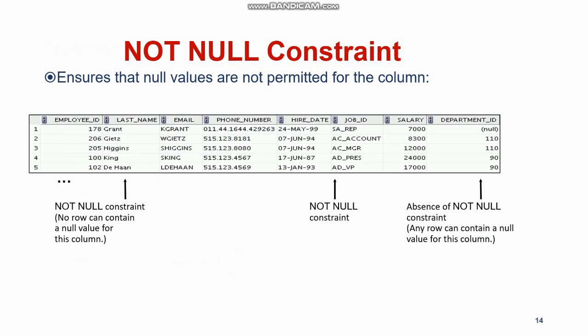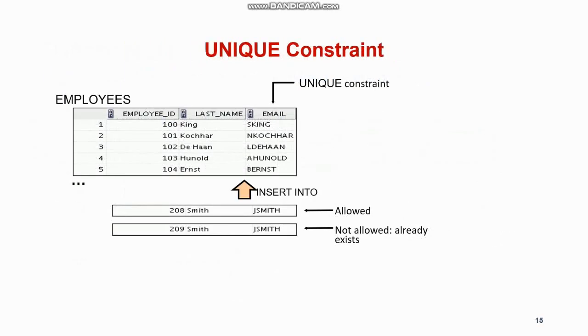So null value should not be there. So you can give a not null constraint there, so that it will not accept null values. Next comes the unique constraint. Unique will not accept duplicates.